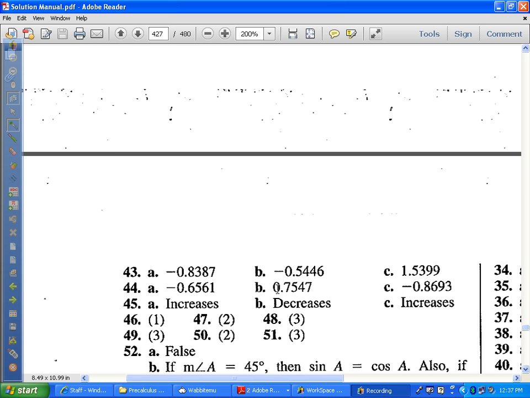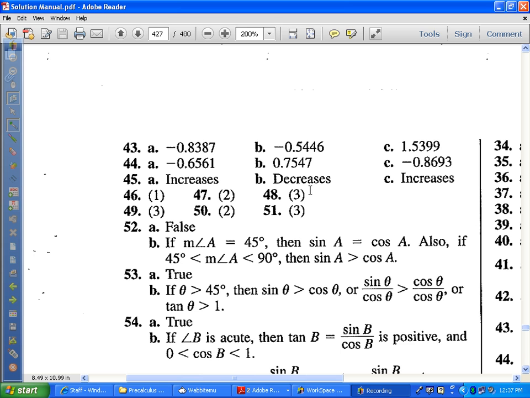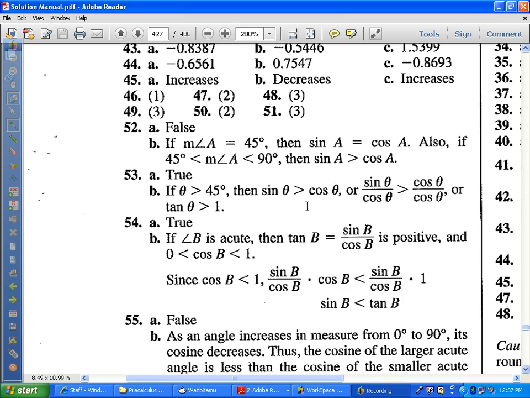45, A and C are increase, B is decrease. So increase, decrease, increase. 48 is option number 3, as well as 51. 48 and 51 are both choice 3. And 54 is true. For quadrant 1 angles, the sine of the angle is less than the tangent of the angle. That is absolutely true.